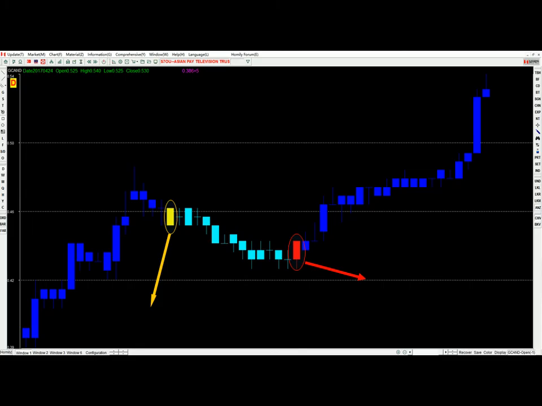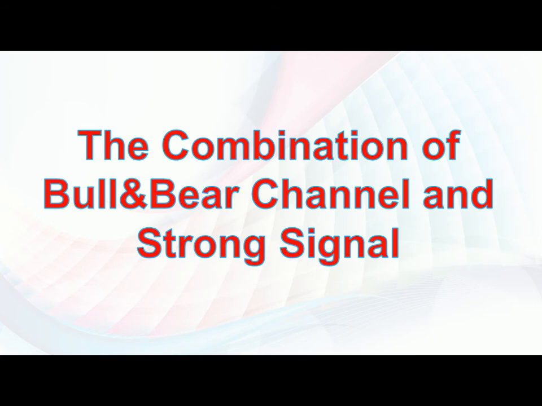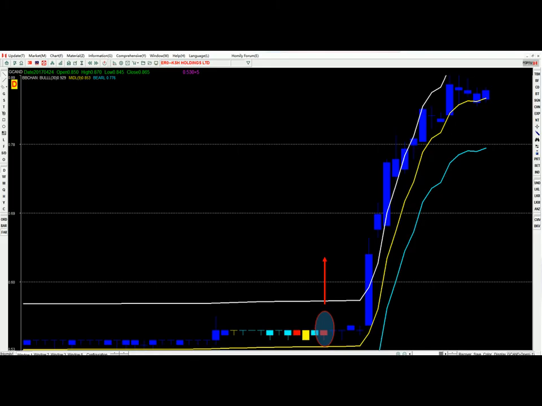Okay, so let's see this one. Yellow means sell. Red means buy. Dark blue means hold your stock. Light blue means hold your money. Okay, so this is simple, right? But how to combine the bull and bear channel and the strong signal? The combination of the bull and bear channel and the strong signal. Okay, so let's see the combination.